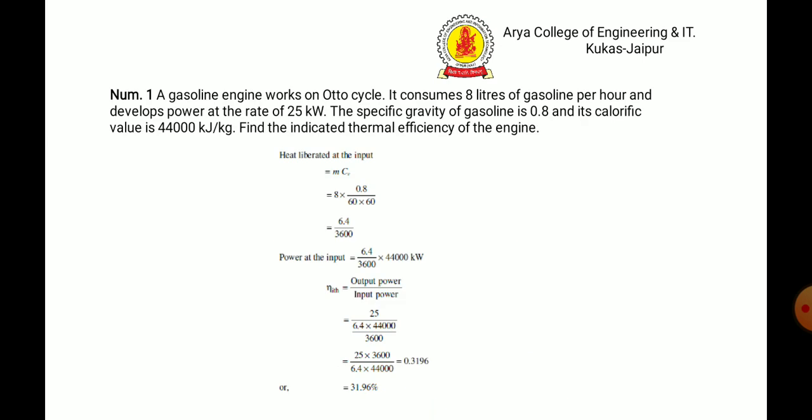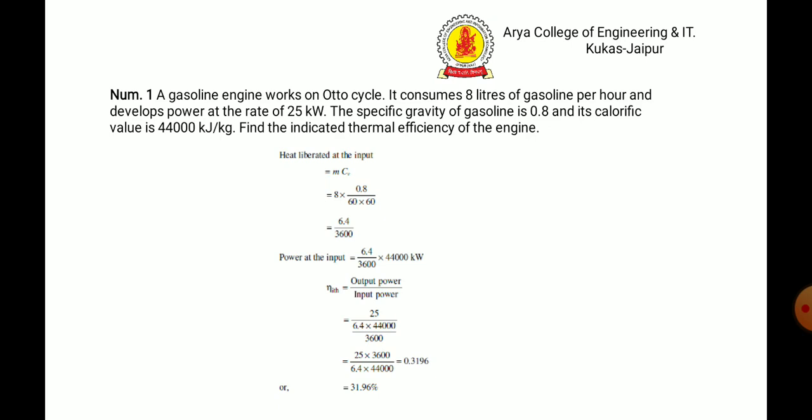Now the numerical problem based on these testing parameters. A gasoline engine works on Otto cycle, means petrol engine. It consumes 8 liters of gasoline per hour. So this is the mass of fuel, and develops power at the rate of 25 kilowatt. It is the amount of power. Specific gravity of gasoline is 0.8 and calorific value is 44,000 kilojoule per kg. Find the indicated thermal efficiency of the engine.